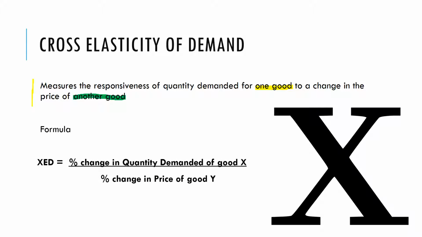So here is our formula. The cross-elasticity of demand equals the percentage change in quantity demanded of good X, one good, divided by the percentage change in price of another good Y. And here you can see we call this XED because X looks like a cross, so cross elasticity of demand. So let's make sure that we've got this formula down in our notes.